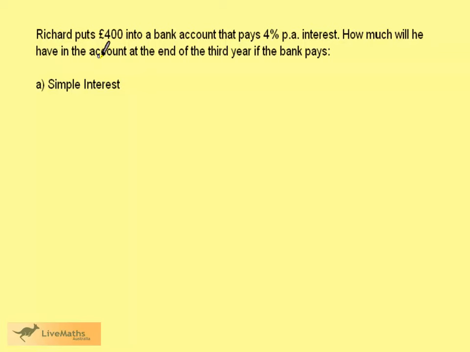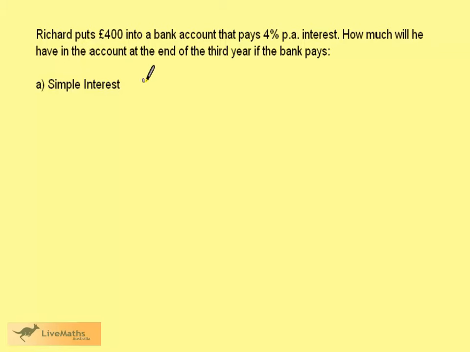Richard puts £400 into a bank account that pays 4% per annum interest. That's 4% per year. How much will he have in the account at the end of the third year if the bank pays simple interest?